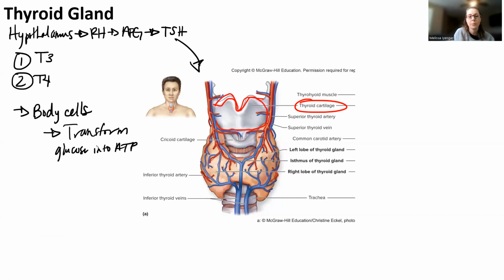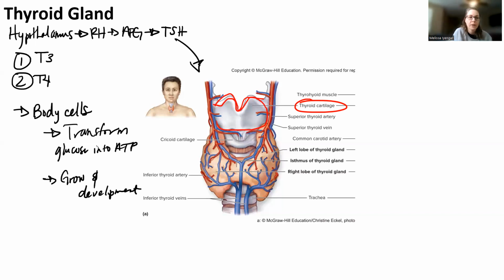T3 and T4 are going to help us make sure that glucose gets transformed into energy when it's inside of the body cell. When it targets these body cells, it's also helping with growth and development as well. Because in order to grow, you need sugar to do that. You need energy to do that. So when you have growth hormone being released, plus T3 and T4, they all work together to help make sure that the body grows in proportion and has enough energy in order to do that.